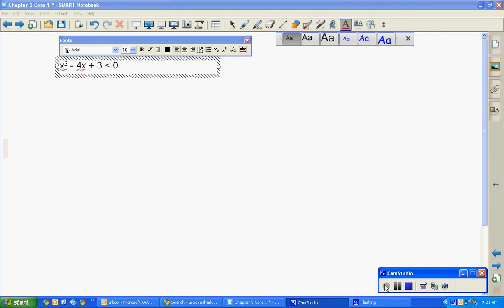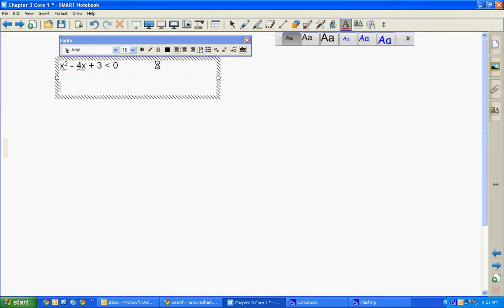Well, first of all, we go through our normal processes. We see a quadratic, what do we do? We factorise it. So you're looking for factors of 3 that will make minus 4 when added together. So we should be able to see that it's going to be (x minus 3)(x minus 1) is less than 0. Now, this is the easy part.